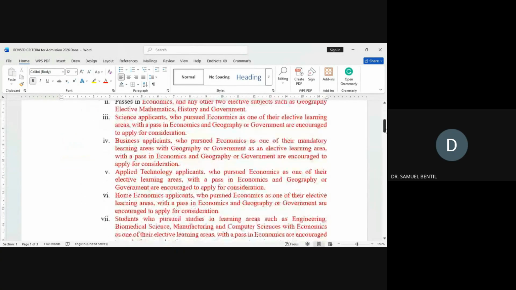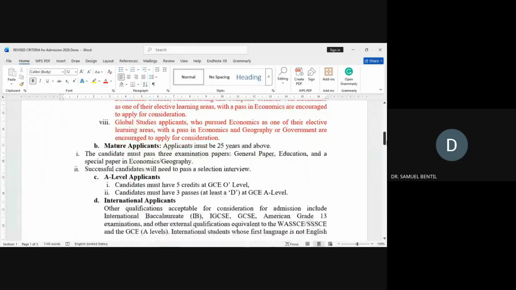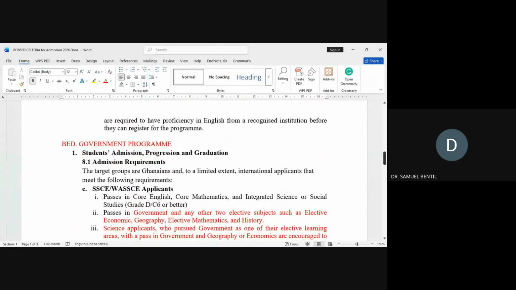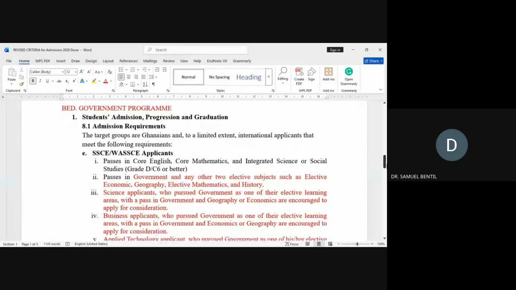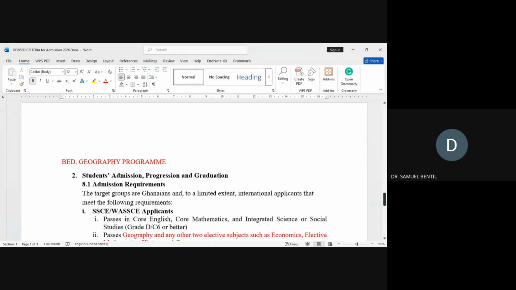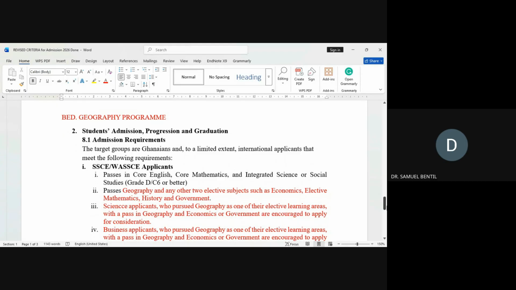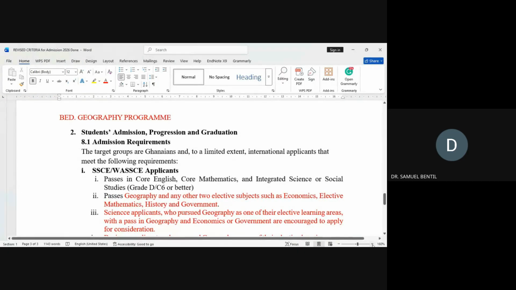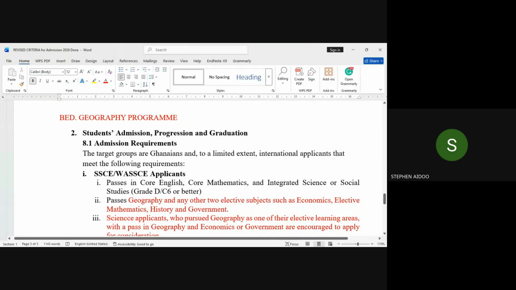So at the end of the day, I even have to do it for economics people as well, and do it for government, be it a government program. So you see all the ones in the red. Okay, are you able to see? Yes, Doc. So this is the BA geography program.